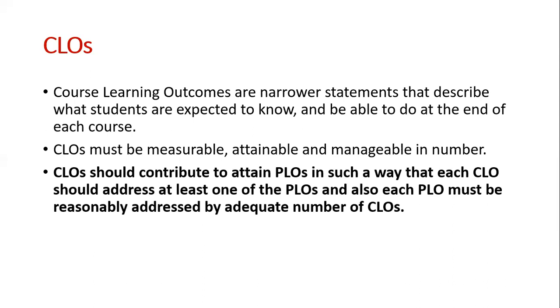Course learning outcomes are basically measurable, attainable, and manageable in number. They should contribute to attaining PLO in such a way that each CLO should address at least one of the PLO, and each PLO must be reasonably addressed by an adequate number of CLO. In short, course learning outcomes.